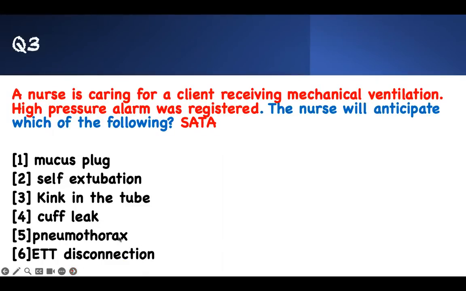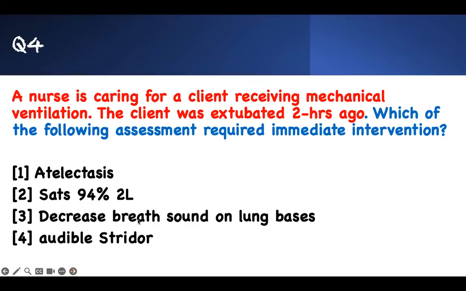Number three, another select apply. A nurse is caring for a client receiving mechanical ventilation. A high pressure alarm was registered. The nurse will anticipate which of the following? High pressure alarm, what is the cause? Mucus block, self-extubation, kink in the tube, cuff leak, pneumothorax, and tracheal tube disconnection. What is your answer? Take a picture and take a look at it as we go through the lecture.